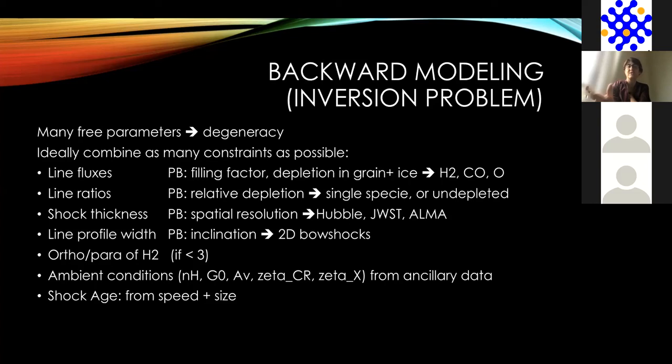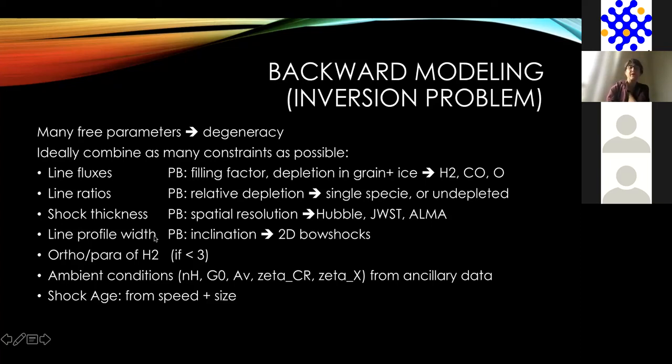Because I showed you that C shocks are very thick compared to J shocks. So in principle, if you have sufficiently high resolution, you should be able to resolve the precursor of the C-shock. And that is... Hubble is maybe not the best because it's optical, so you don't see the molecular emission of these C-shocks, but JWST is going to be capable maybe of doing that. And ALMA in some of the tracers can give us also some important information.